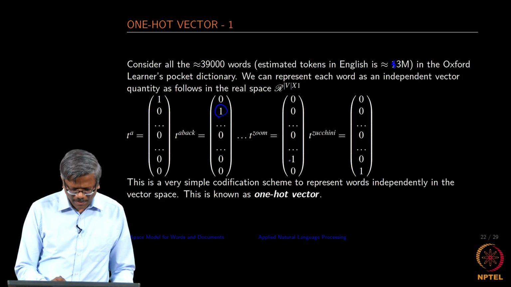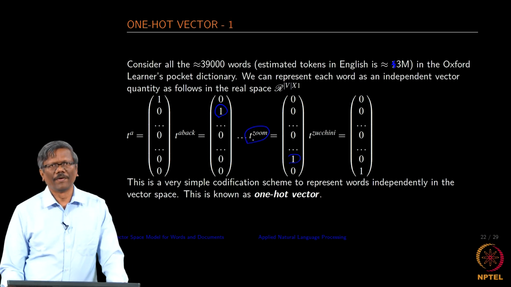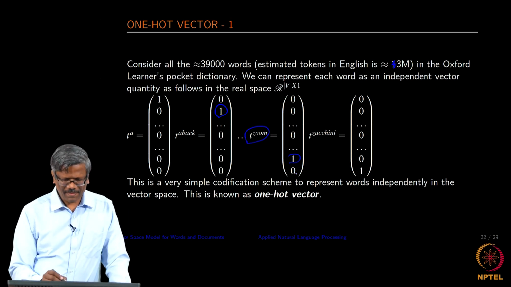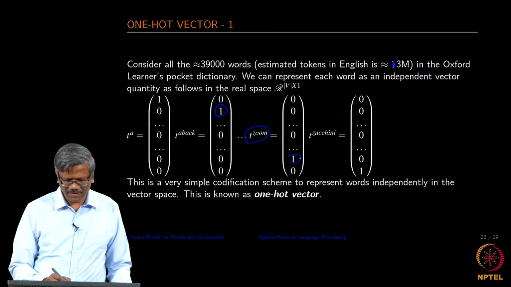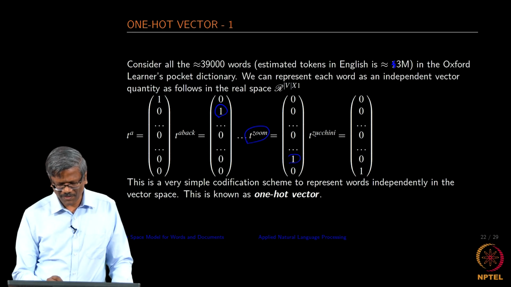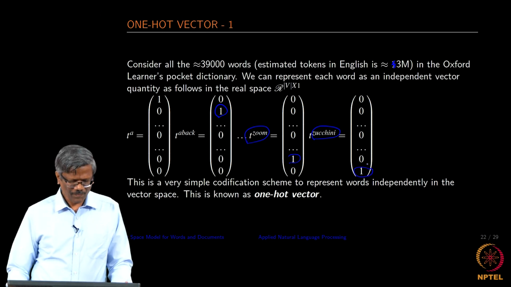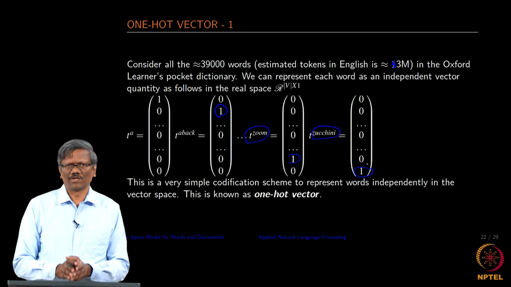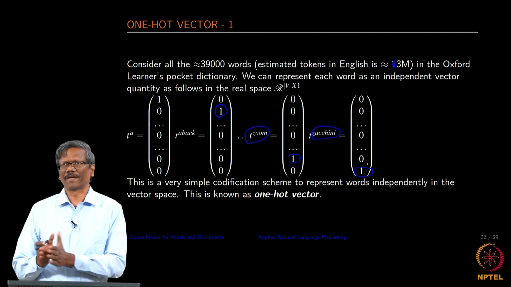And then if you look at zoom, it is the last but one. So, the vector is represented, all the other elements are zeros except this one. And then if you look at the word zucchini, that is the last word in the dictionary and it is represented by the element 1 at the end. So, it is a very simple codification scheme to represent the words in an independent fashion.